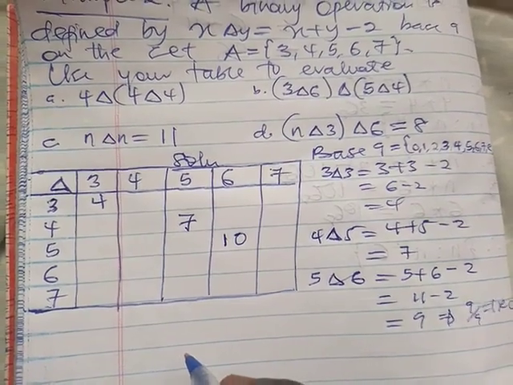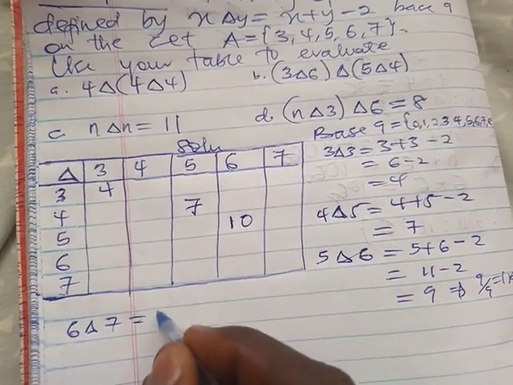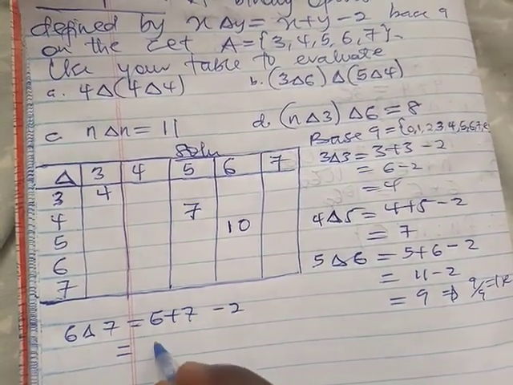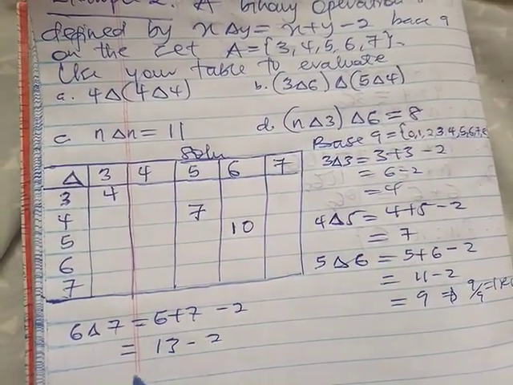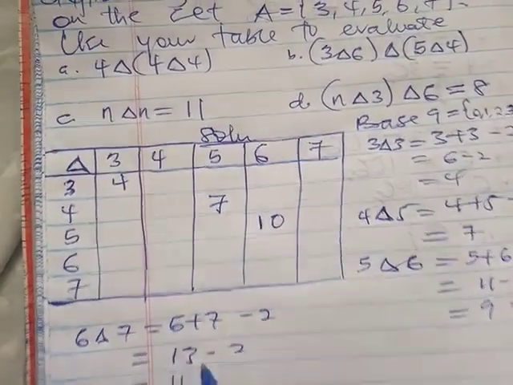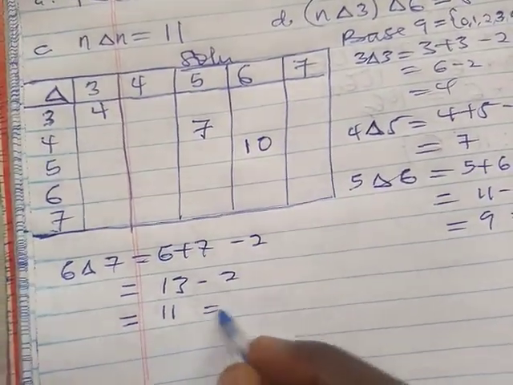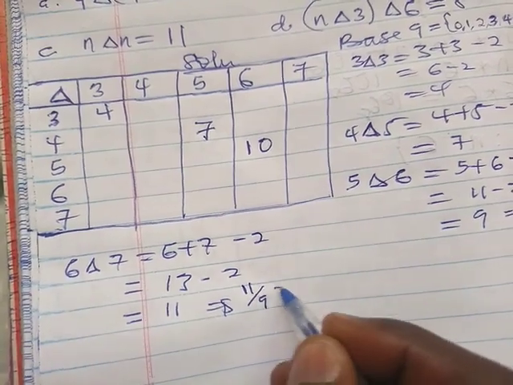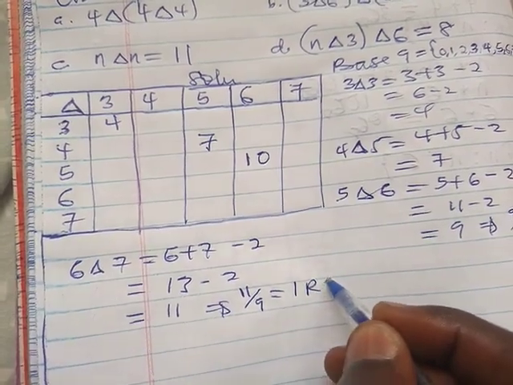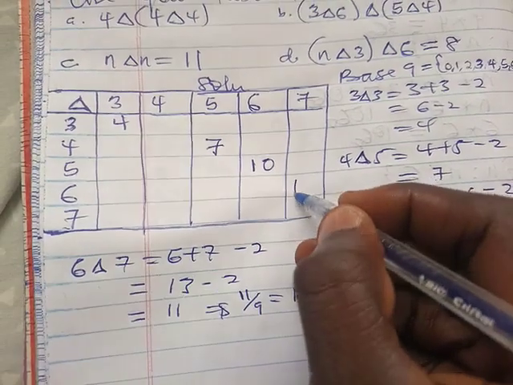Let's look at 6 delta 7. That's 6 plus 7 minus 2. We have 13 minus 2, that's 11. Now we can't write 11, so we divide 11 by the base. That's 11 divided by 9, which gives 1 remainder 2. So therefore 6 delta 7 is 1, 2.